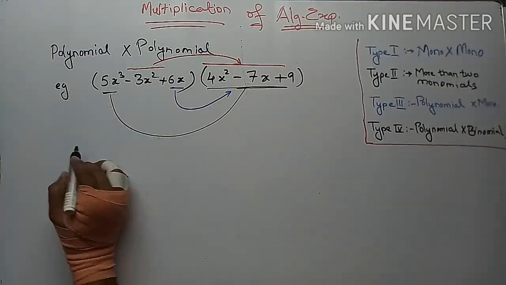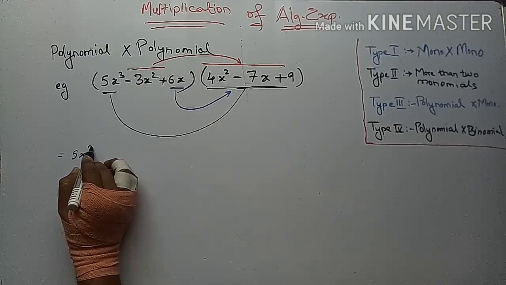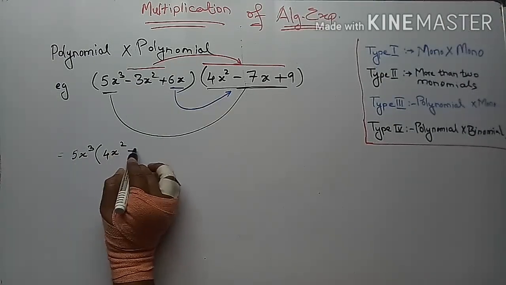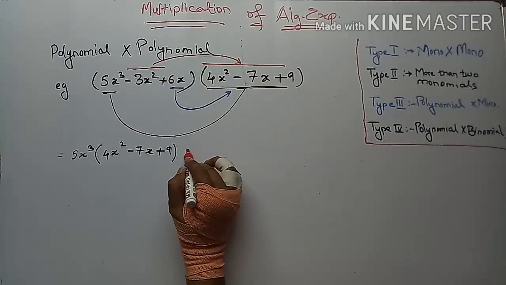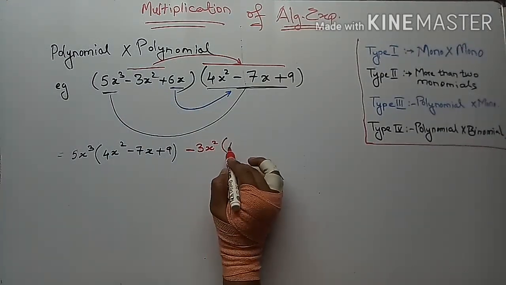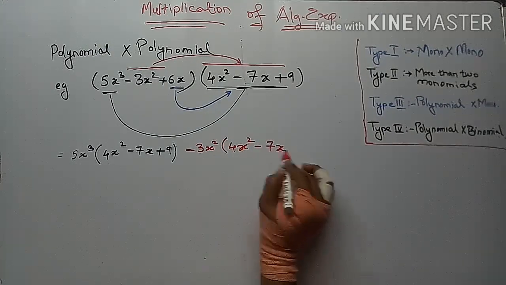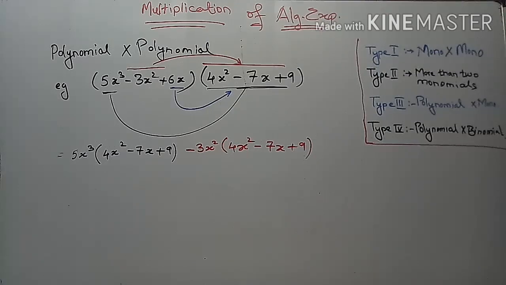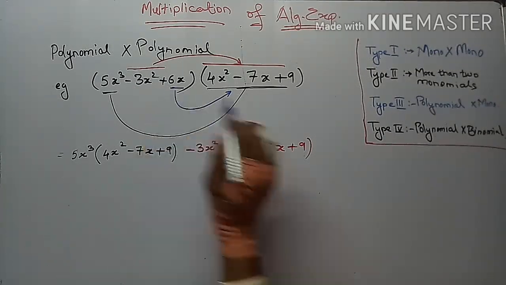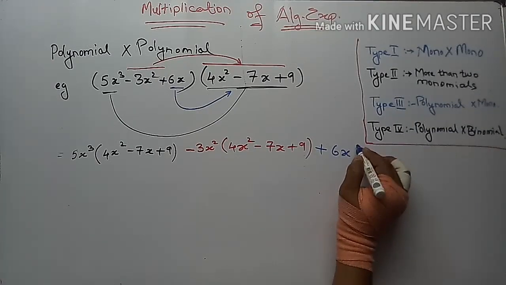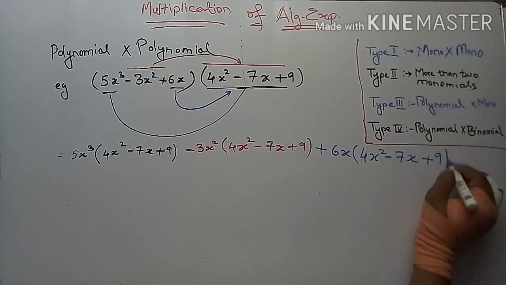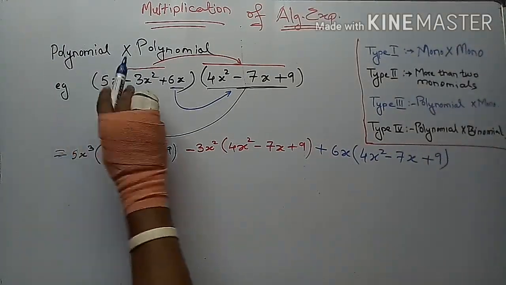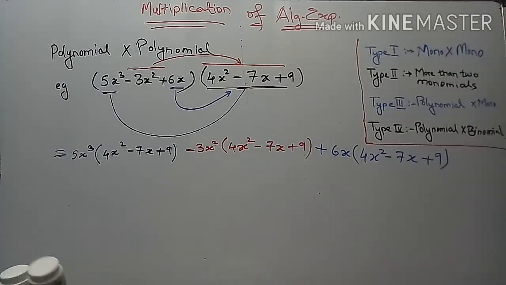Let's start. We have 5x cube multiplied by the whole bracket, that is 4x square minus 7x plus 9. Then we have minus 3x square multiplied by the whole bracket, 4x square minus 7x plus 9. Then the last term that we have is plus 6x into 4x square minus 7x plus 9. So this way we have all the three terms multiplied by the whole next trinomial.